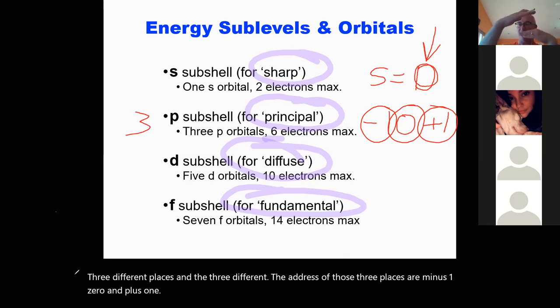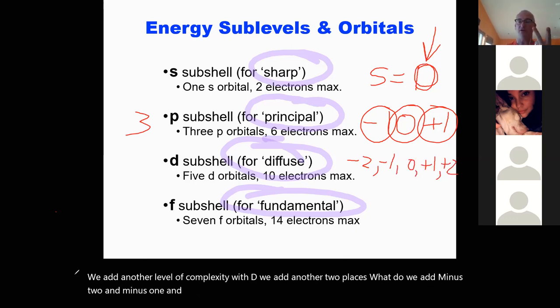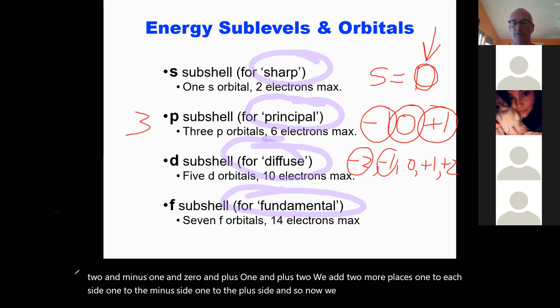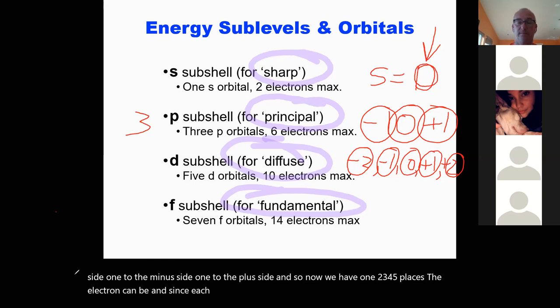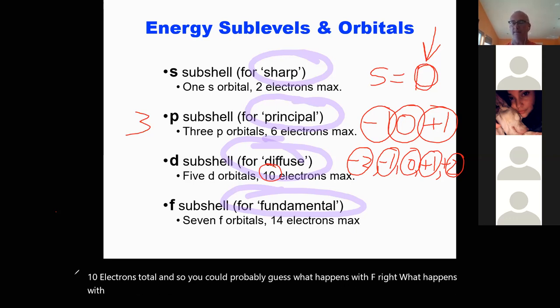Now we add another level of complexity with D. We add another 2 places. What do we add? -2, -1, 0, +1, and +2. We add 2 more places, one to each side. 1 to the minus side, 1 to the plus side. So now we have 1, 2, 3, 4, 5 places the electron can be. And since each one holds 2, 10 electrons total. And so you could probably guess what happens with F, right? What happens with F? We're going to add 2 more places for electrons to be. What are we going to call them?